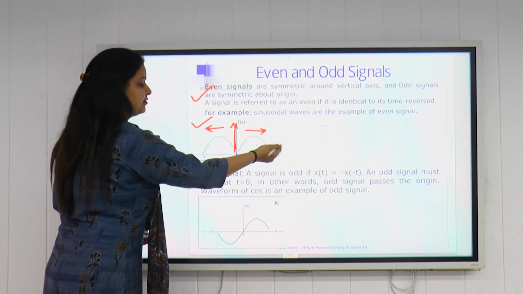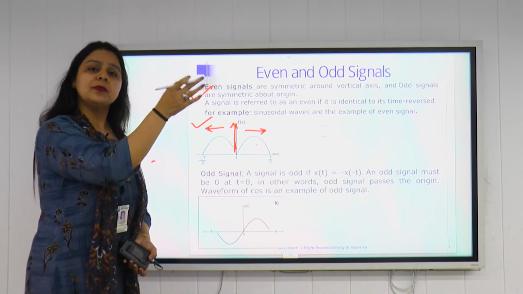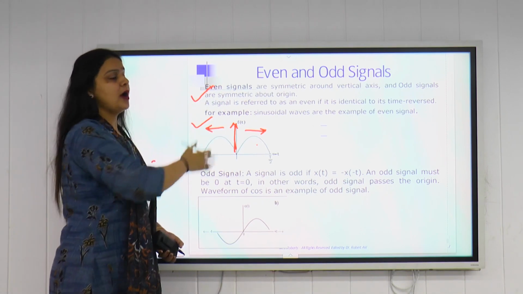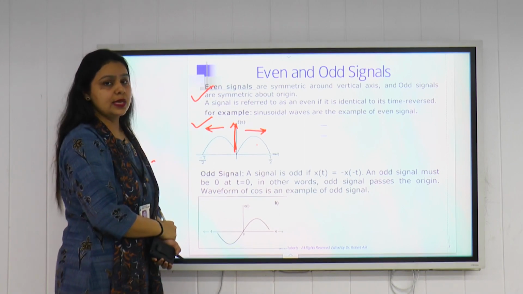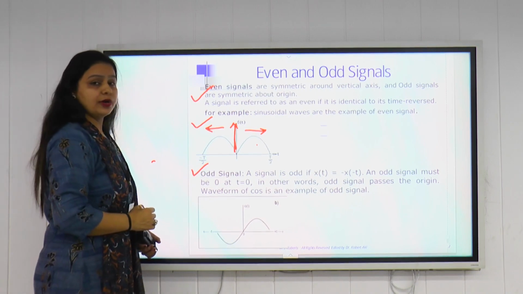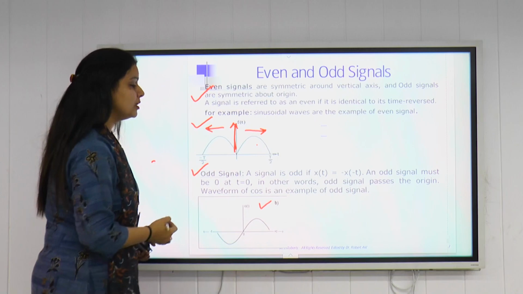There is a symmetry in the left side and right side both. We can see this diagram. Basically, it is symmetrical about the origin. So any signal which is symmetric about the origin or the vertical axis is known as an even signal. And other signals which are non-symmetric about the origin are known as the odd signals.